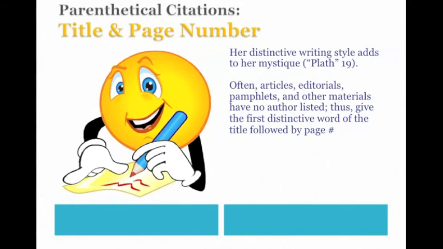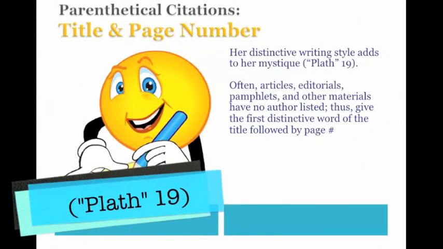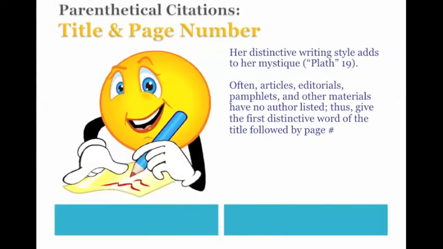Oftentimes, articles, editorials, pamphlets, websites, and other materials have no author listed. In this instance, give the first distinctive word of the title followed by the page number. For example, her distinctive writing style adds to her mystique. ("Quotation," Plath, page 19). If you have an article or web page that does not have an author, you do not have to include the title of the article or the entire web page's title. You can include the first few important words.